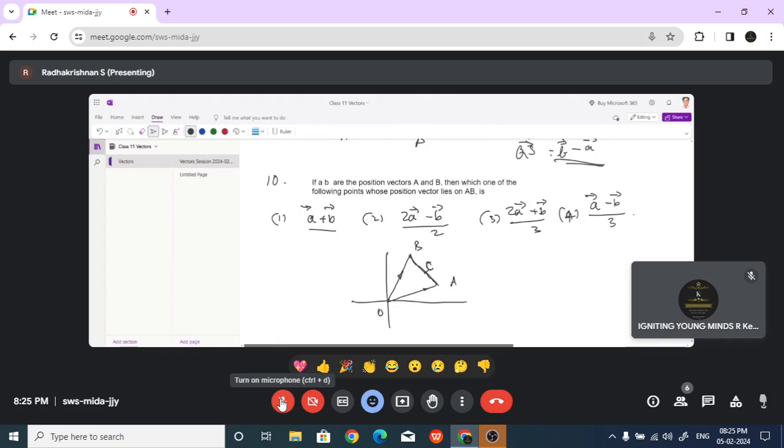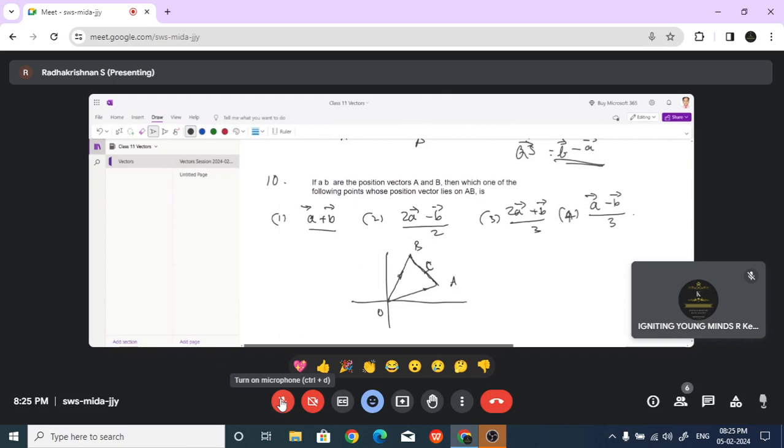Tino or Varsha, do you agree? Yes, sir. Okay. So can you explain why? How did you say 2A plus B by 3? Why is it not 2A minus B by 2 or A minus B by 3? Okay, in all the options, it looks like adding the two coefficients and putting it in the denominator, sir. Okay. The others are all wrong, sir.